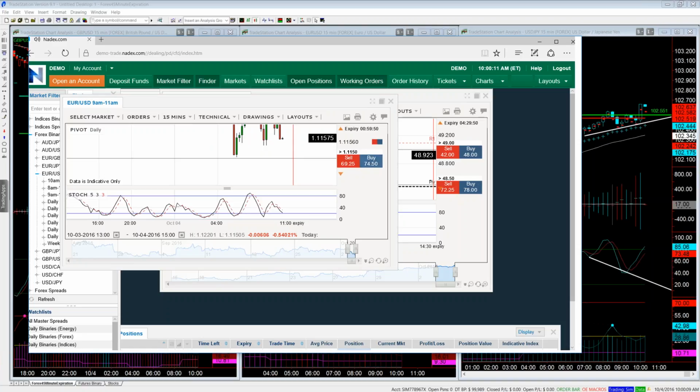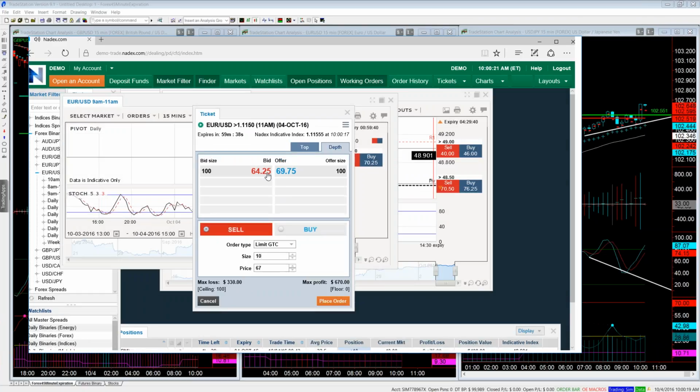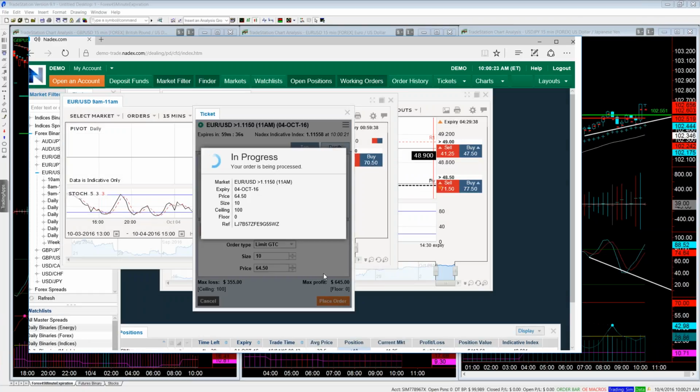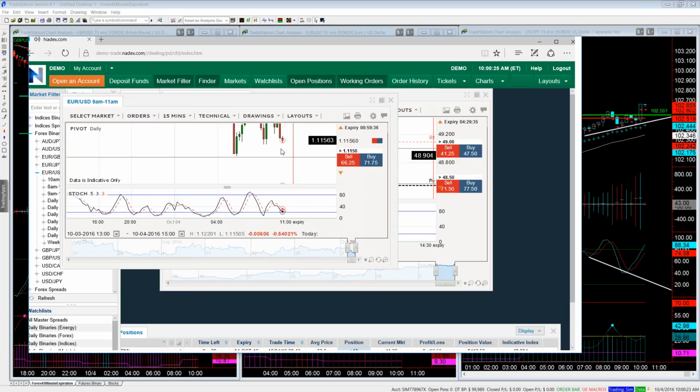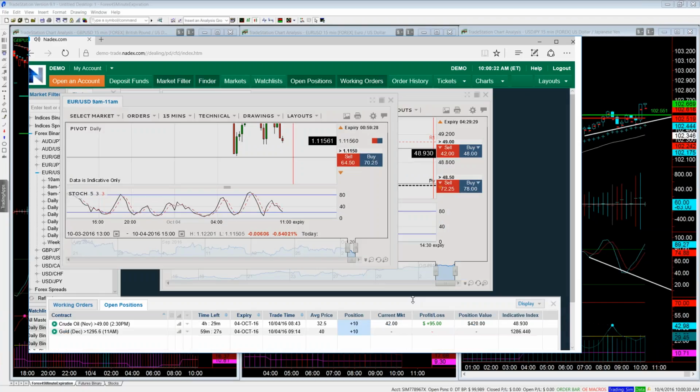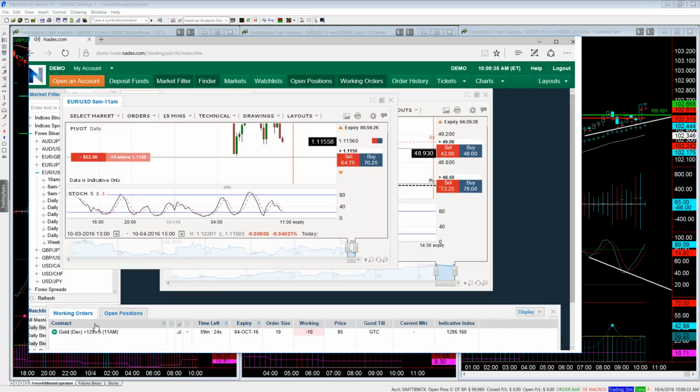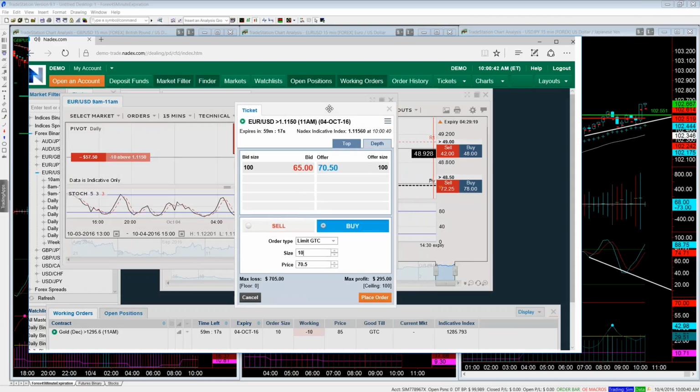Could the euro move down at least 7 pips before 11 o'clock? Sure, it could do that. For 35.50 you could actually enter if working orders. Well, there it goes. Talk about a lag. And again, I immediately always set a profit target on these.